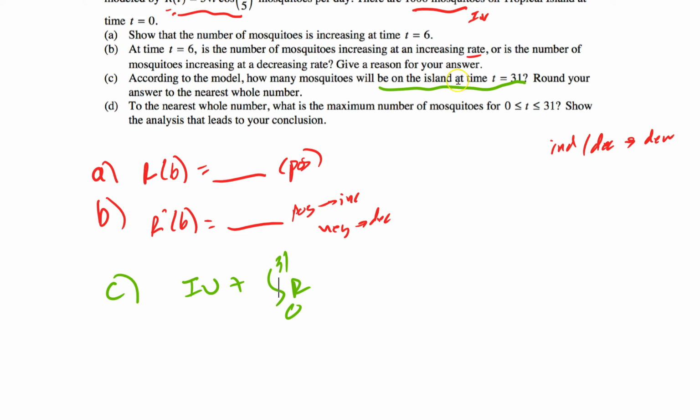So according to the model, how many mosquitoes will be on the island at t equals 31? That's a total amount. So we're going to add the initial value to that, and then you get some answer.